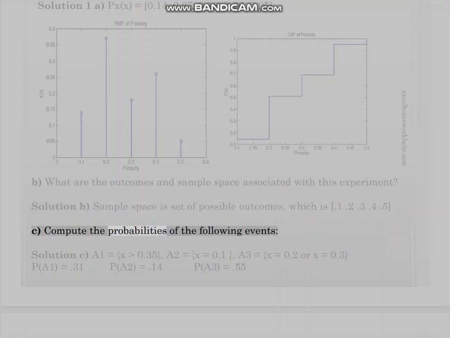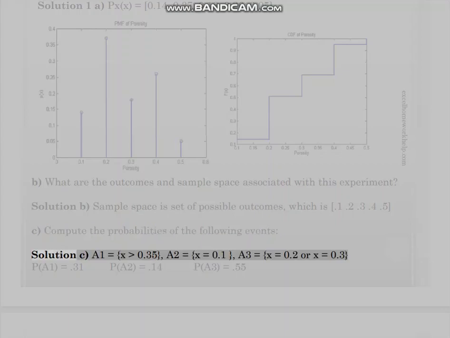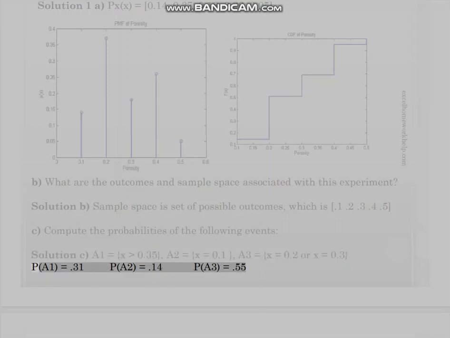C. Compute the probabilities of the following events. Solution C. A1 equals x greater than 0.35. A2 equals x equals 0.1. A3 equals x equals 0.2 or x equals 0.3. P(A1) equals 0.31, P(A2) equals 0.14, P(A3) equals 0.55.